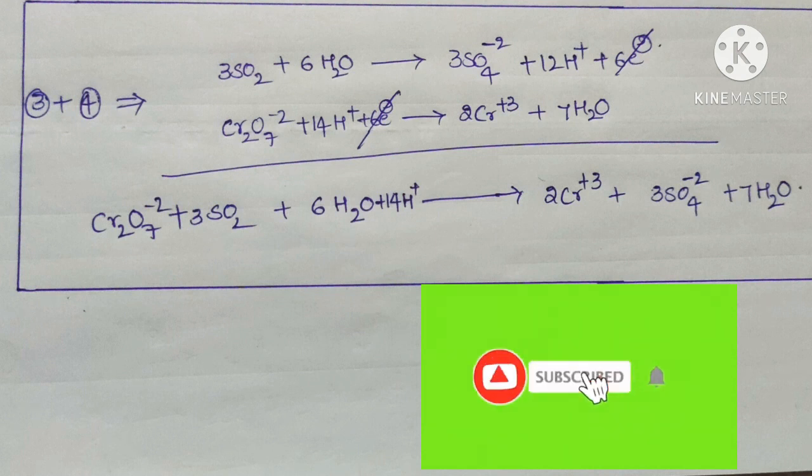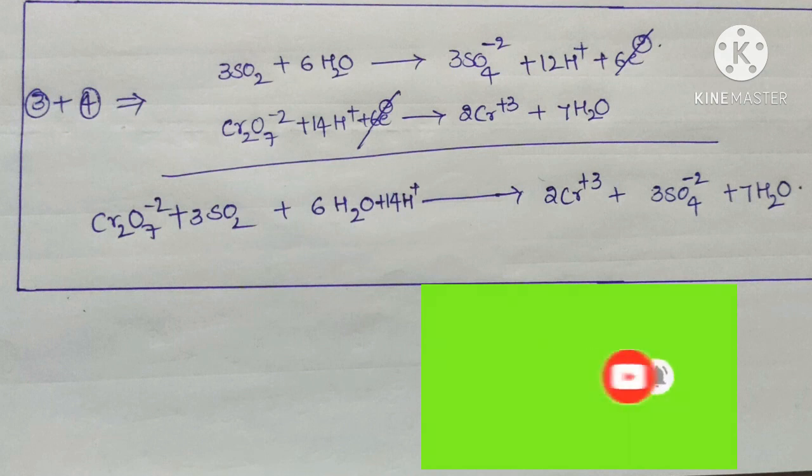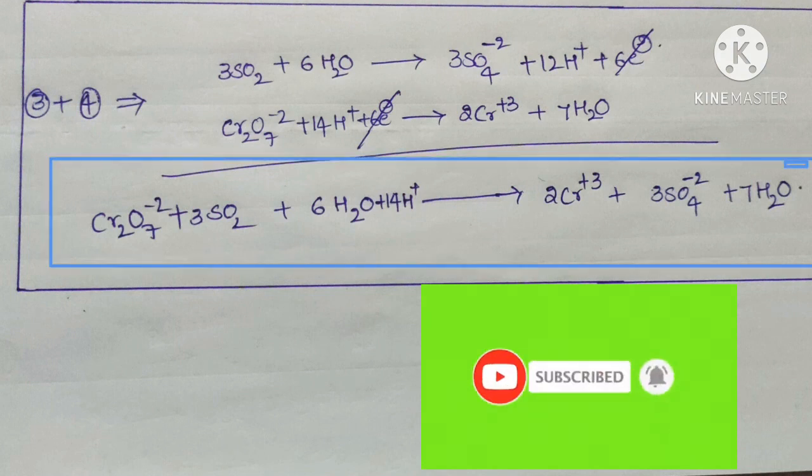So by adding all these equations, the equation is like this: 3SO2 plus Cr2O7 minus 2 plus 2H plus gives 3SO4 minus 2 plus 2Cr plus 3 plus H2O. And the last step is to check this equation, whether the number of atoms and the number of charges are balanced or not. So we have balanced this equation, and it is the correct equation.